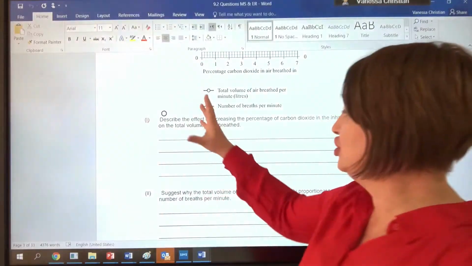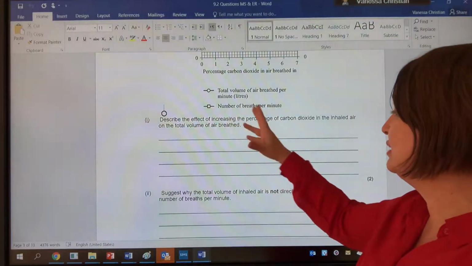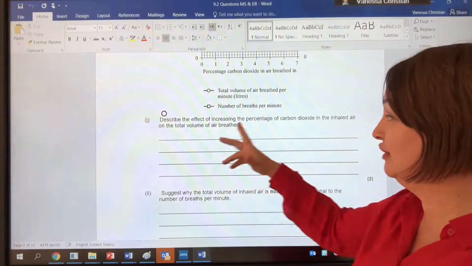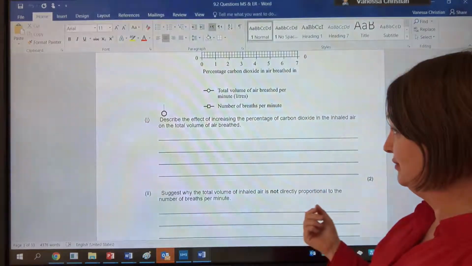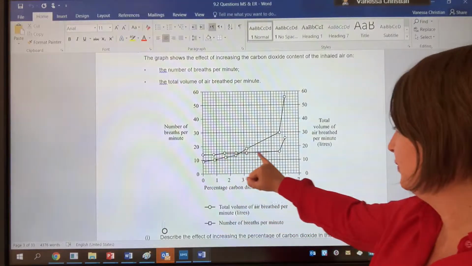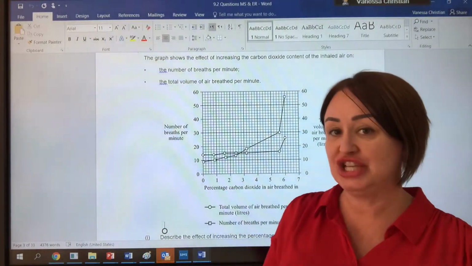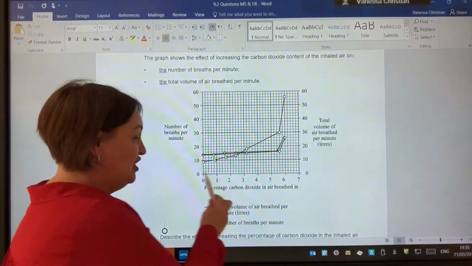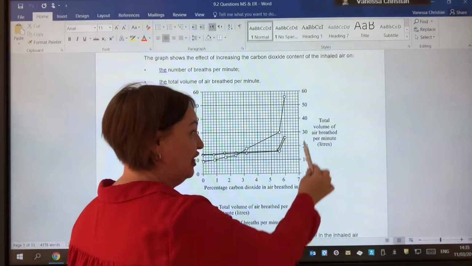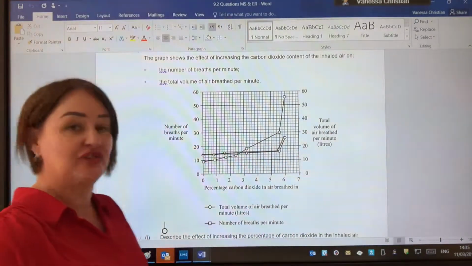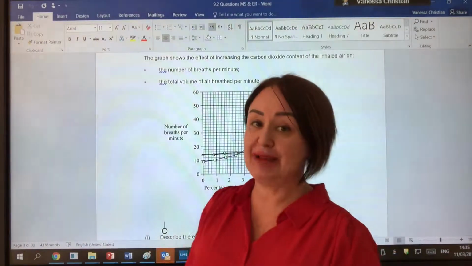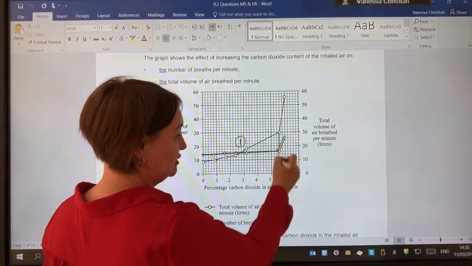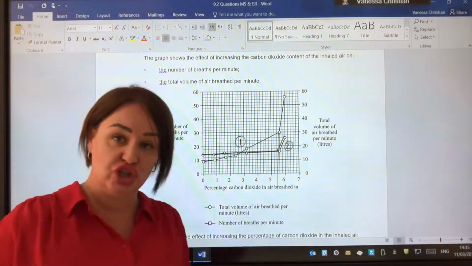The question has asked us to describe the effect of increasing the percentage of carbon dioxide in the inhaled air on the total volume of air breathed. We're talking about this one here with the dots. And I can see we've got two stages to this graph. Here is one and here is the other. And this is what has an impact on this. So that's what we need to describe. And we're just describing it, we're not explaining it. So I've got two regions, this one, and this region here, which is my second region. So I've got two things to say.